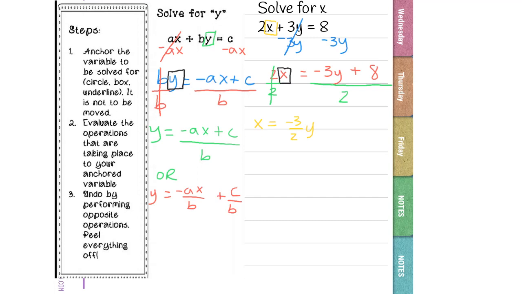And then it doesn't matter if you write the y on the side. Let me explain. It doesn't matter if you write the y on the side or if you put it on the top. Okay, that's just how I like to write it, but it doesn't really matter.